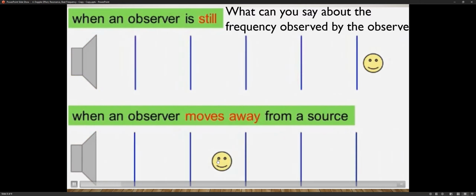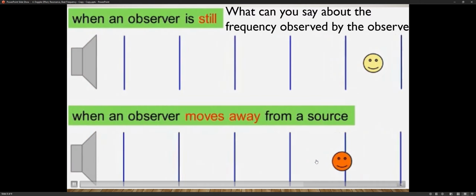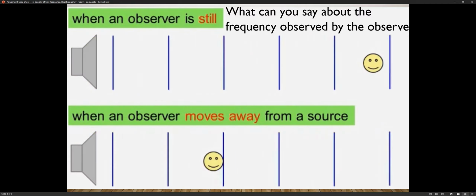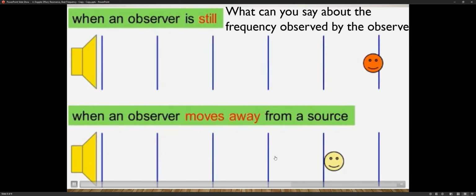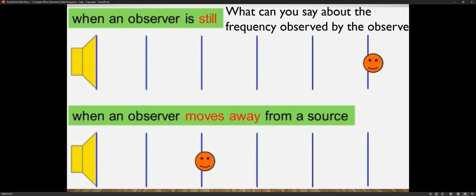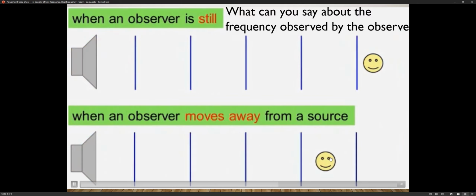And the person on the bottom, since he's moving away, these sound waves take a bit longer to get to him. So the frequency of these waves that the observer is hearing is less. So it takes more time for this person to hear each of these sound waves. So that must mean that these sound waves are of lower frequency, right? He hears fewer sound waves per second. And that must mean the wavelength is longer. The wavelength is longer and the frequency is lower.